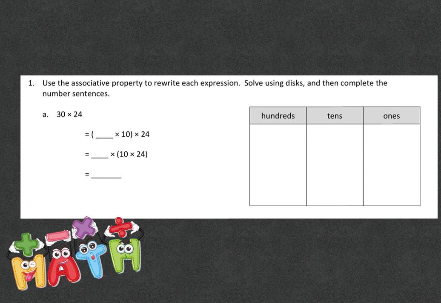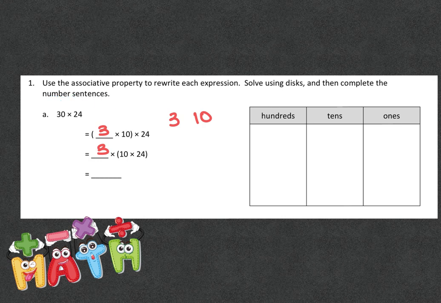What factors of 30 can we use to help us rewrite each expression? If you came up with 3 and 10, you are correct. Now we can use our factors to fill in the first two expressions. As you can see, the 10 is already in the expression, so we just need to add in our 3's. Now we will solve using the disk and then complete the number sentences.